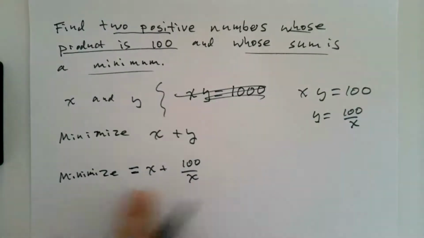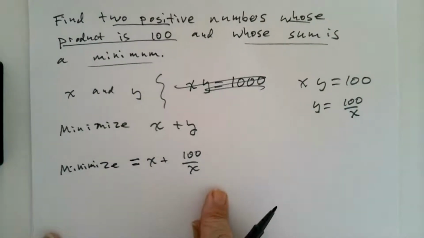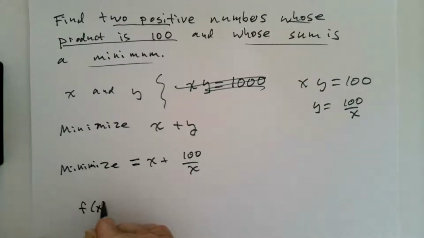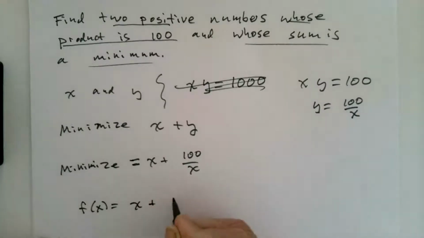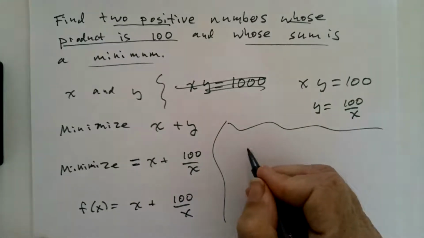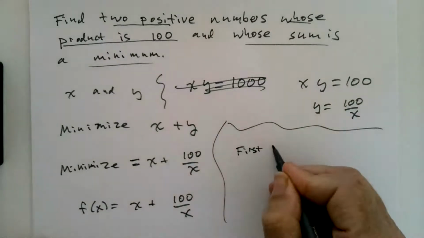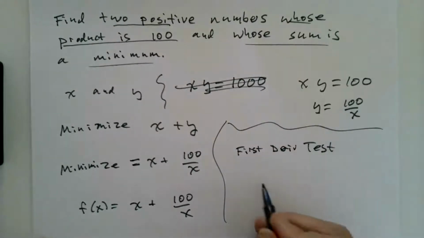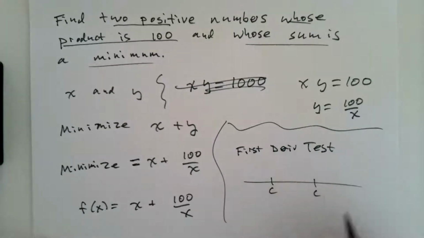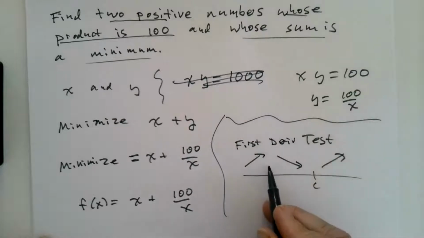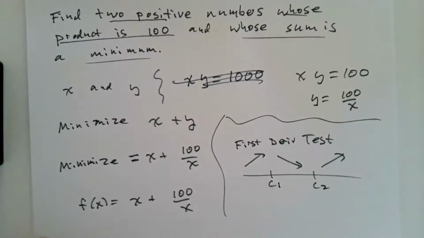So this is the function that I want to optimize. I want to find the x value that will minimize that function. So my goal is to minimize the function f of x is x plus 100 over x. So what are the tools that we have to optimize? We have the first derivative test. Remember how that worked? We had to find critical values, critical value C1, critical value C2, and then we looked at arrows. If it went up, down, up, we would say we have a max at C1 and a min at C2. That was another strategy that we had.